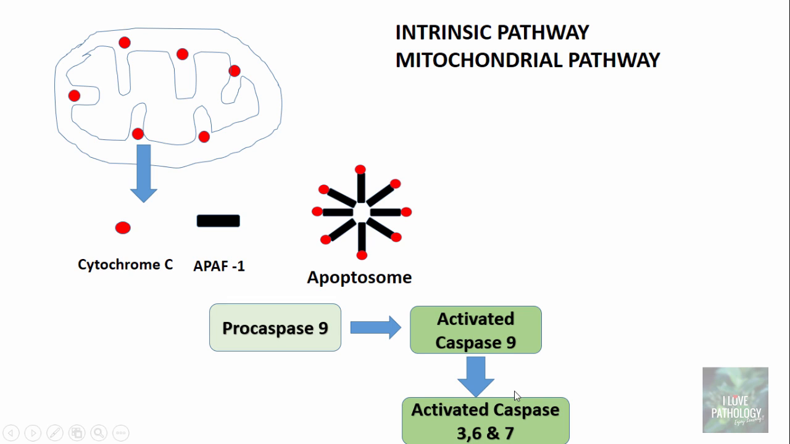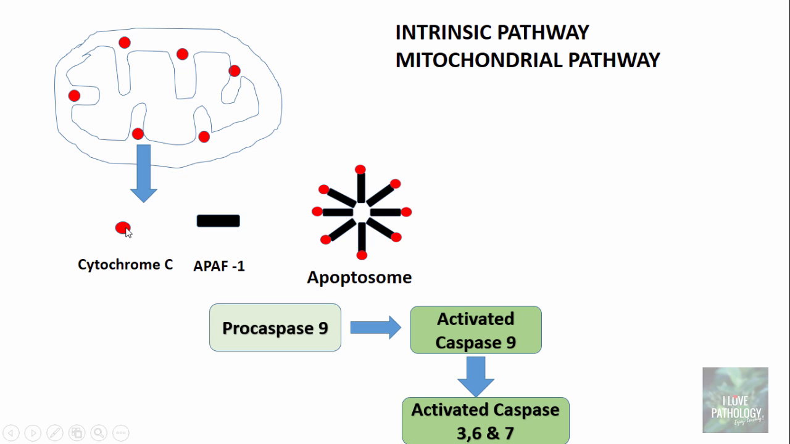Okay, so these caspases 3, 6, and 7 are executioner caspases, and then the further steps are similar to what we have described. And these apoptotic bodies are engulfed or phagocytosed by macrophages. Now, what we have understood in the intrinsic pathway is that cytochrome C, which is normally present in the intermembranous area, is released into the cytoplasm.